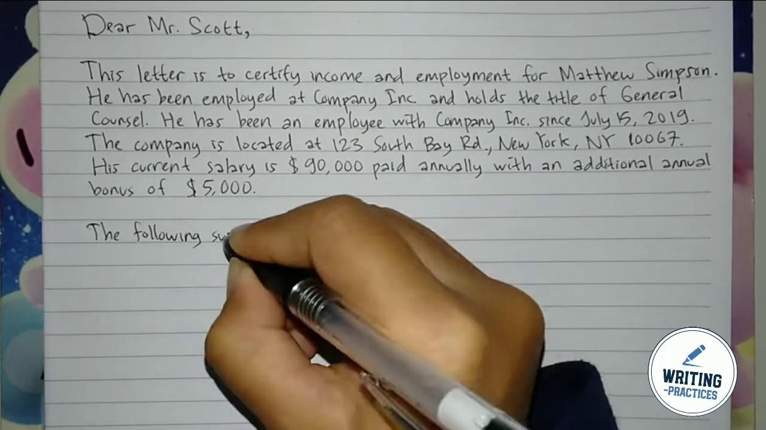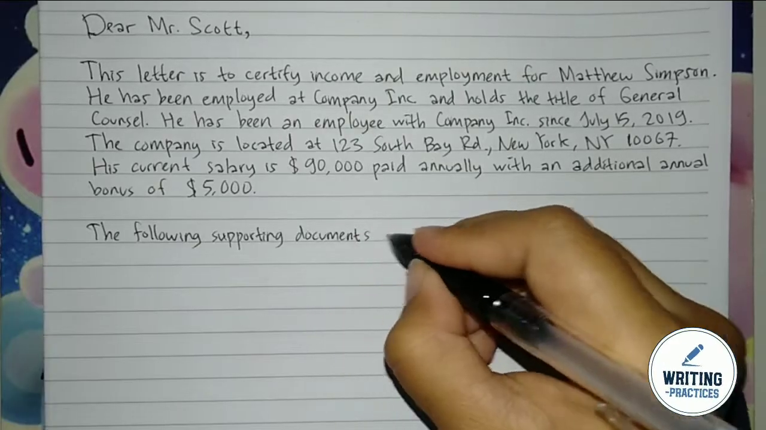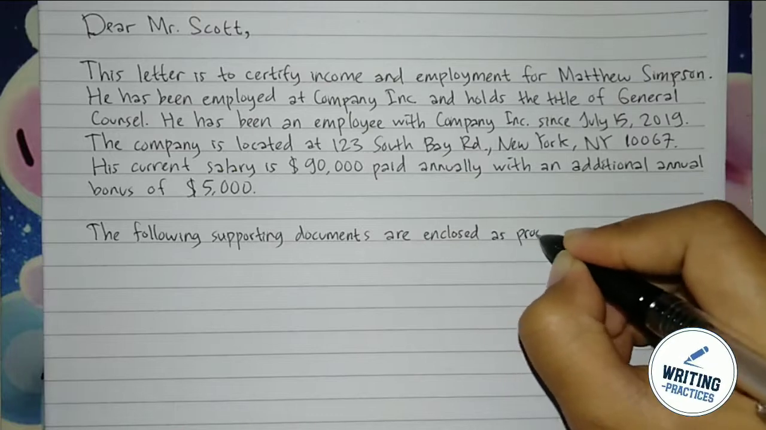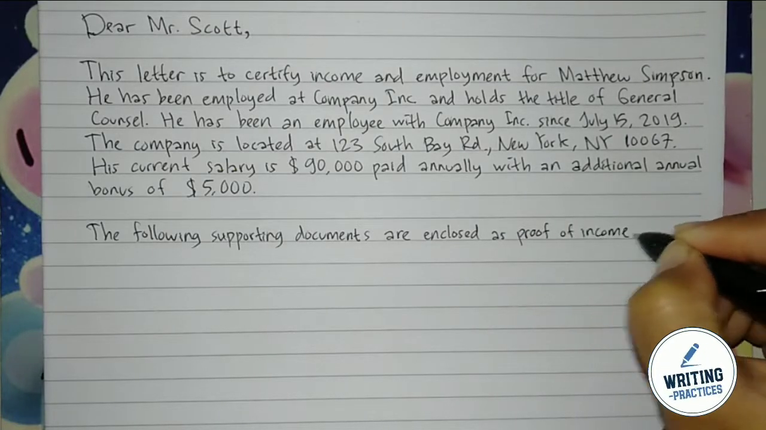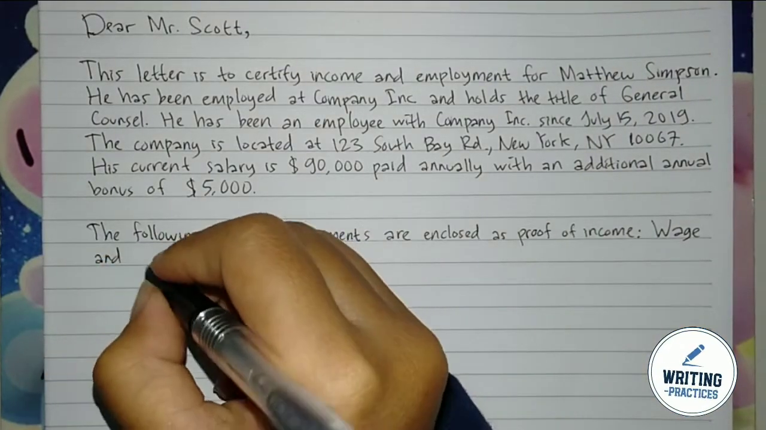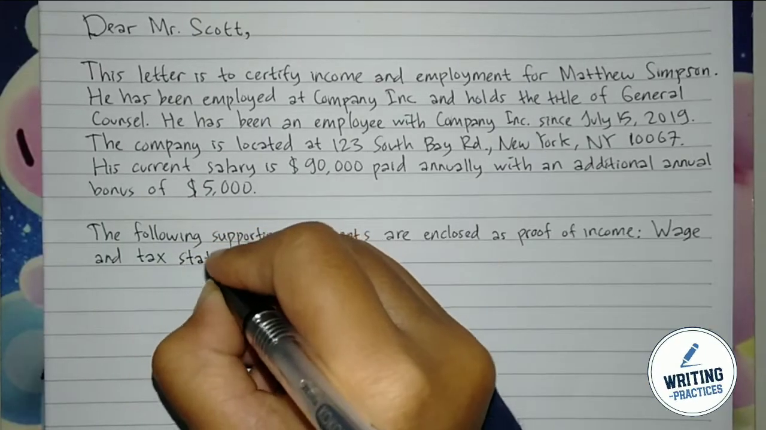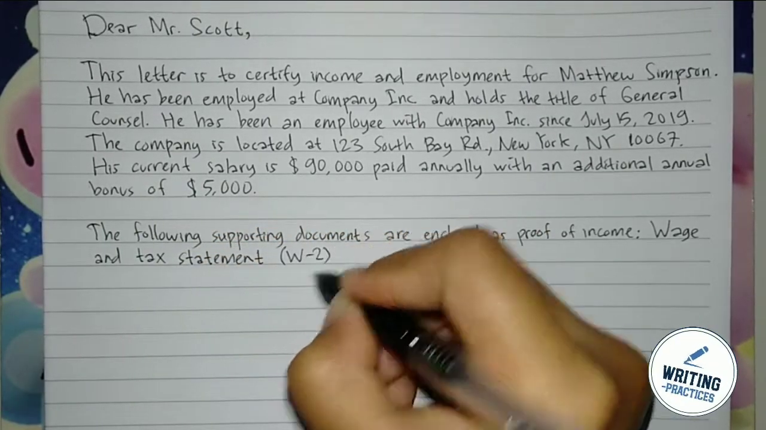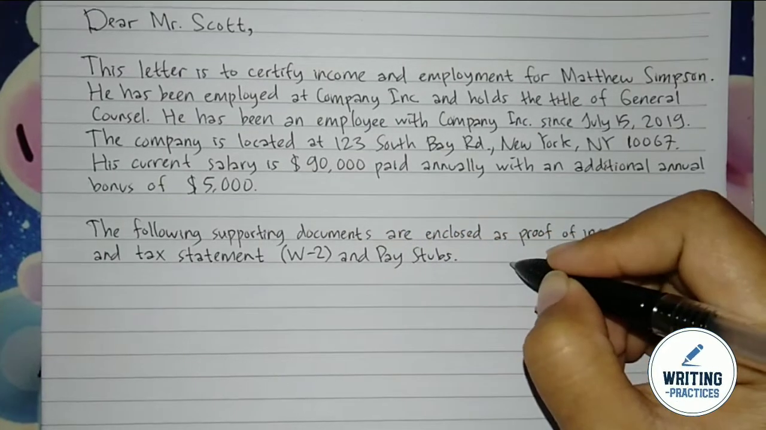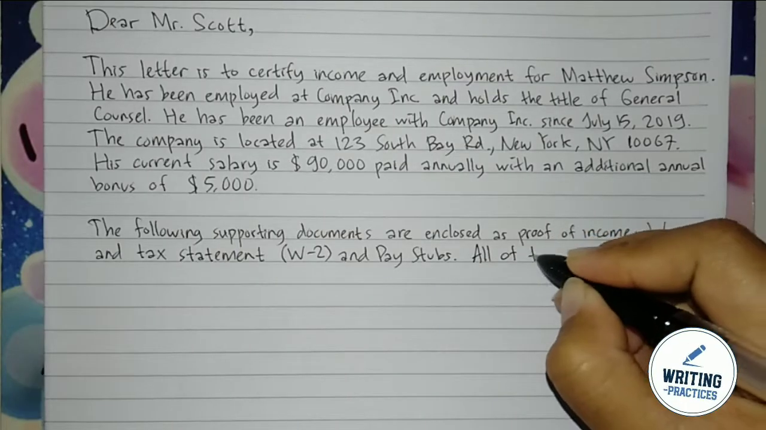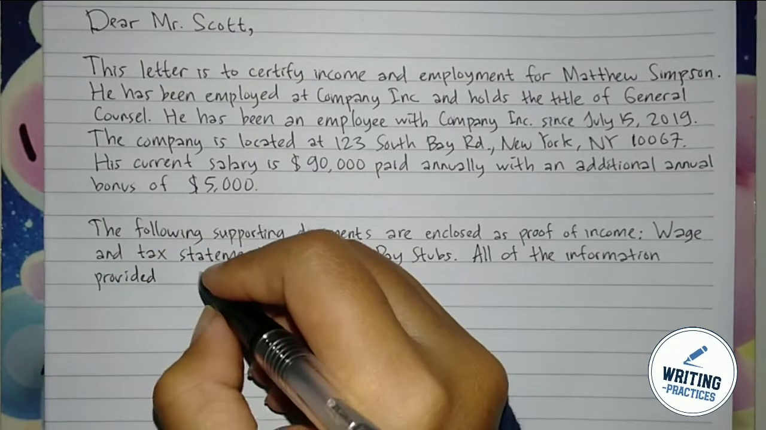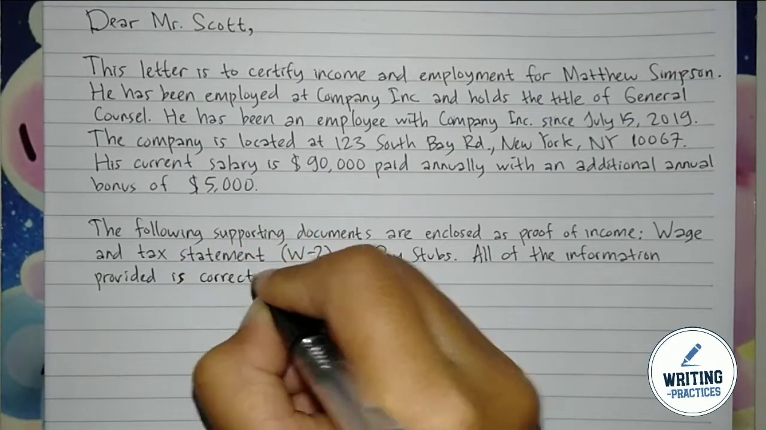In the second paragraph, this is where you mention additional documents or proof of the income. You need to mention the wage and tax statement or W-2 as well as pay stubs. And confirm that the documents and all information you provide here are valid.